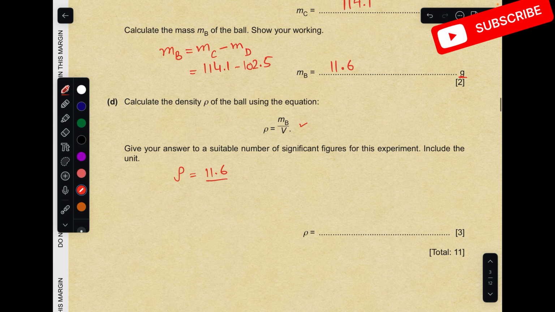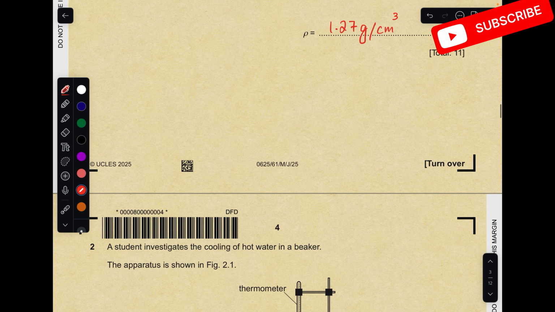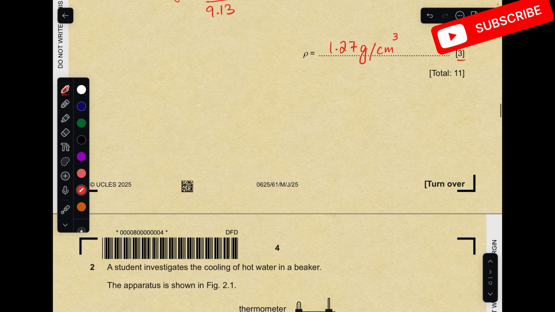So volume is, sorry, 9.13. Do the calculation, you will get 1.27. It's a 3 mark question and they're asking to include the units. So mass was in grams, if you see, and volume was in centimeter cube. So it will be gram per centimeter cube. Okay. So we are done with the first question. It's an 11 mark question.